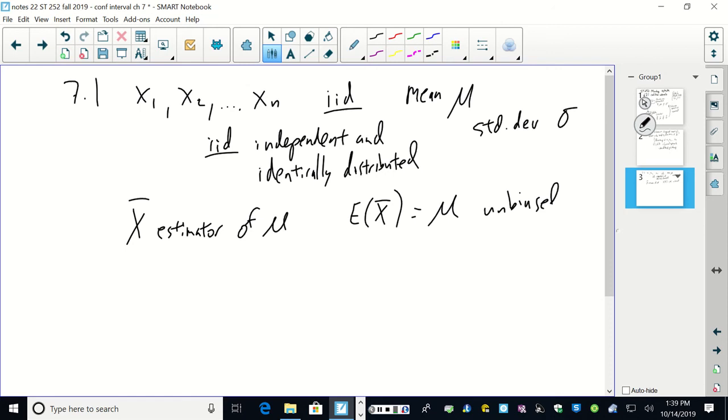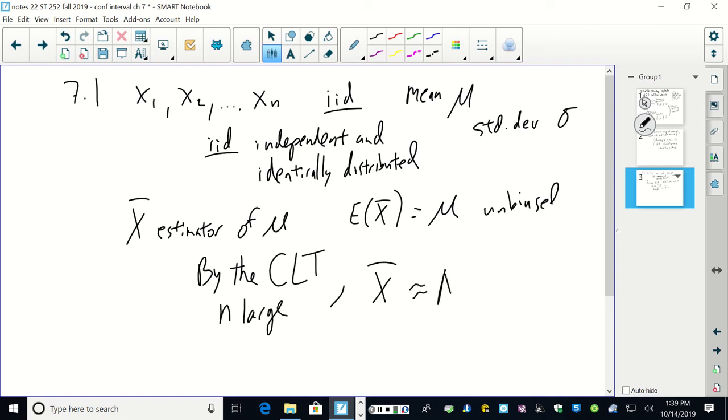Two, by the central limit theorem, if n is large enough, a decent sample size, x bar is approximately normally distributed, and it will have a mean of mu, and the standard deviation of x bar, under this assumption that they're independent and they all have this standard deviation, is going to be sigma over square root of n. So a little bit of probability theory goes into that.